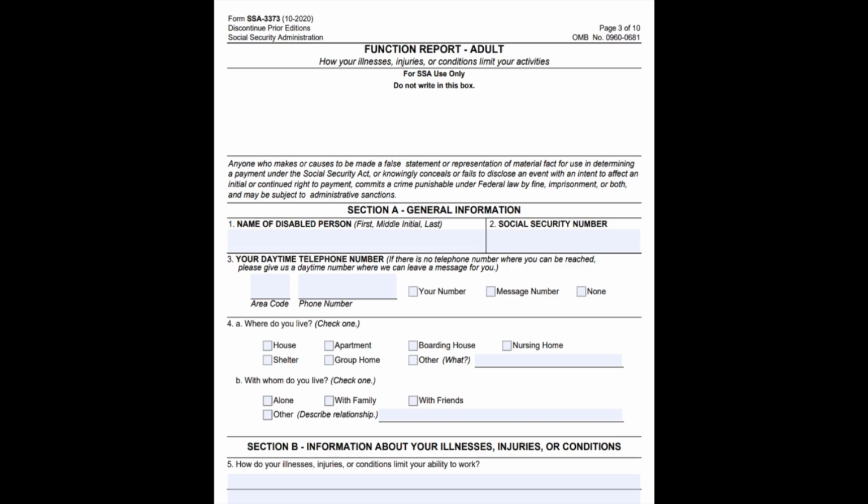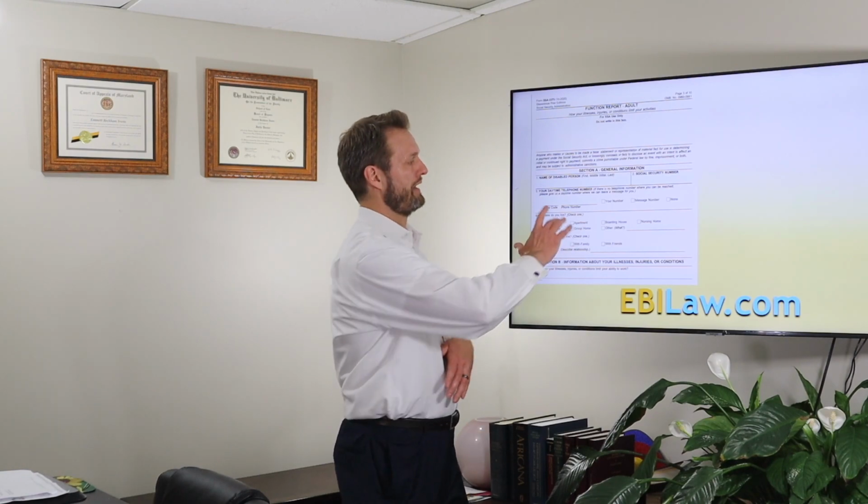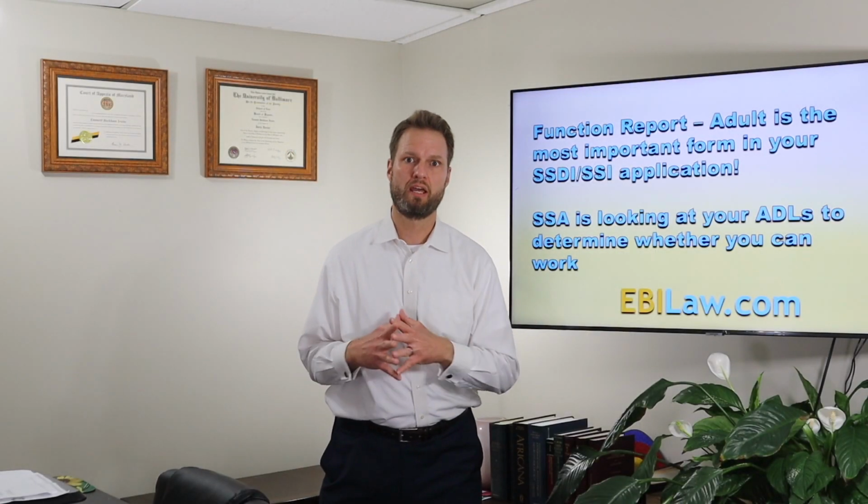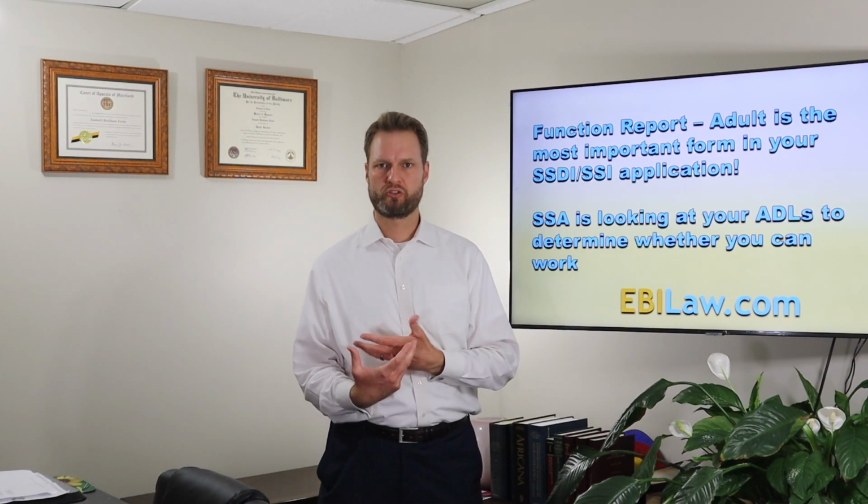So obviously the first page is just a demographic page, and then the second page is where it gets into the nitty-gritty of the function report, and you'll see it's all kinds of questions about what your life is like, and what you do on a daily basis, what you can do and what you can't do. And then there are about 10 pages. All the rest of the pages have similar questions.